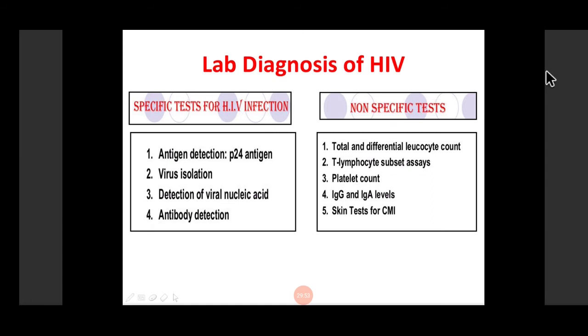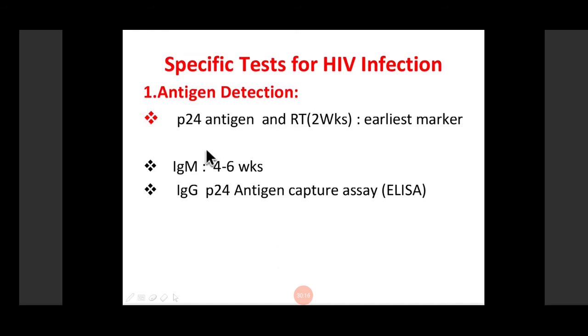Then we can have certain non-specific tests like total and differential leukocyte count, T lymphocyte subset assay, platelet count, levels of immunoglobulins, and skin test for CMI. These are supportive tests, non-specific, but the others are the specific tests for HIV infection. Among the specific tests, a very commonly done test is P24 antigen detection.